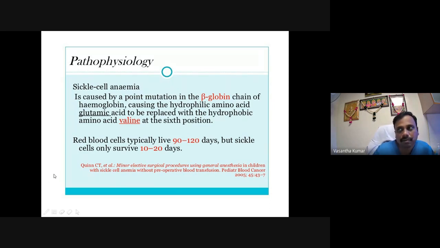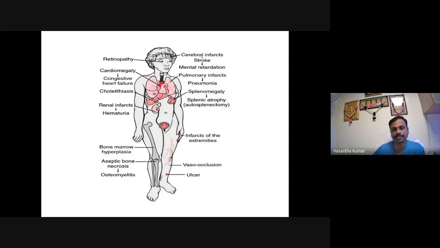So, the normal biconcave disc shape is converted into a sickle-like shape. So, there is hemolysis. The patients will have splenomegaly and other manifestations. The lifespan of RBCs, which normally withstand up to 120 days, will be lost. The patient's RBCs will have a shorter lifespan of 10 to 20 days. So, these are the manifestations, head to foot manifestations.